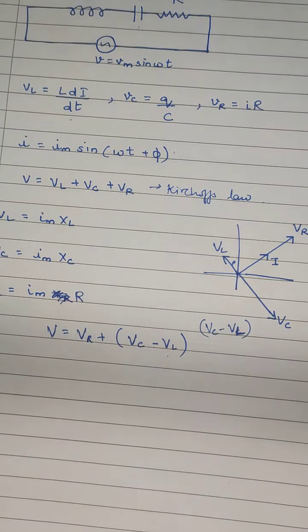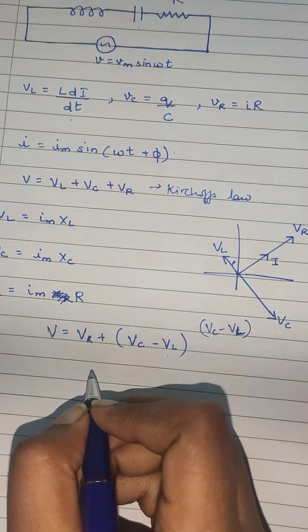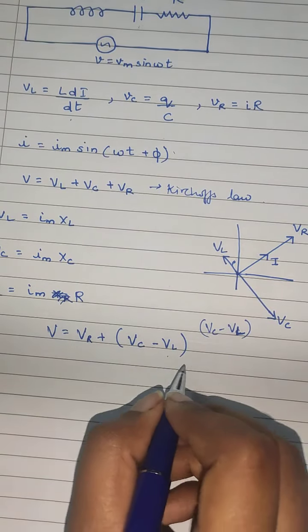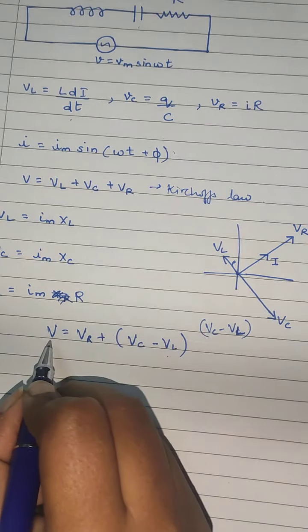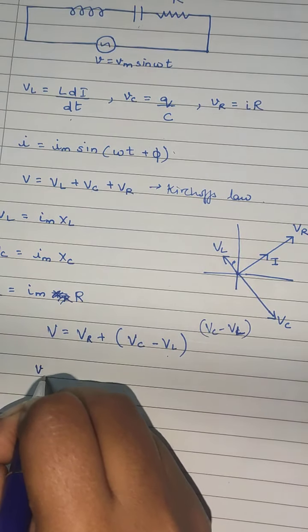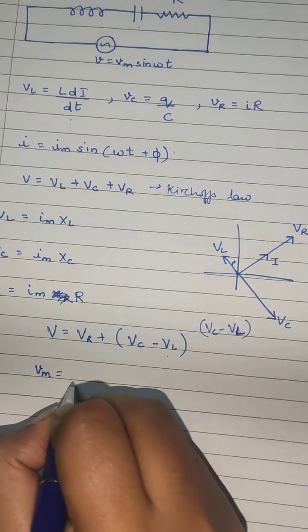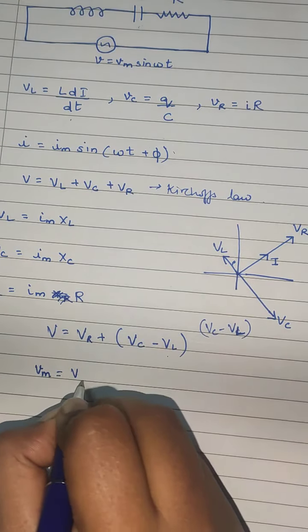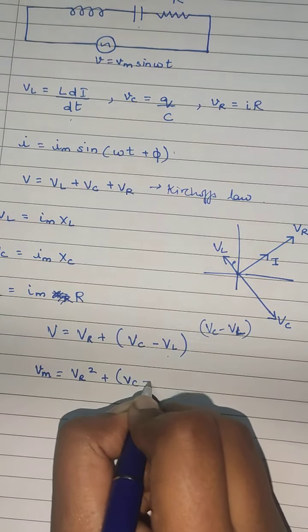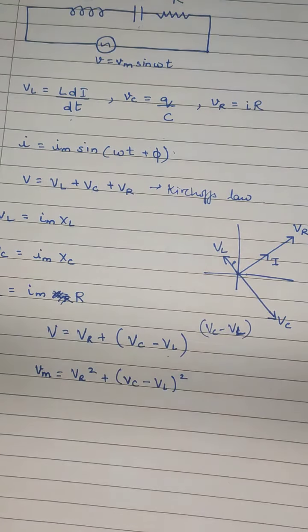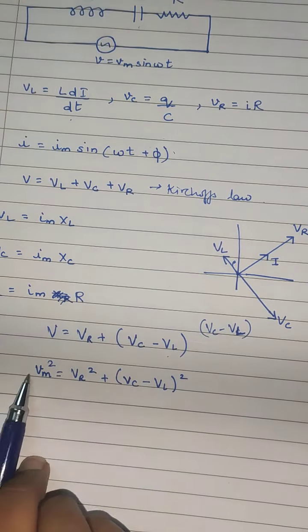Now we will use the magnitudes of phasors. So what is the magnitude of voltage for phasors? The magnitude of voltage is Vm. So Vm will be equal to the square root of VR square plus Vc minus VL the whole square. What we are doing is taking the peak voltages across each component. So Vm square is equal to VR square plus Vc minus VL the whole square. We have taken the peak voltages and we are squaring all of them.